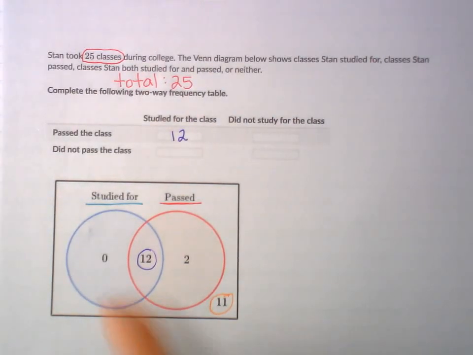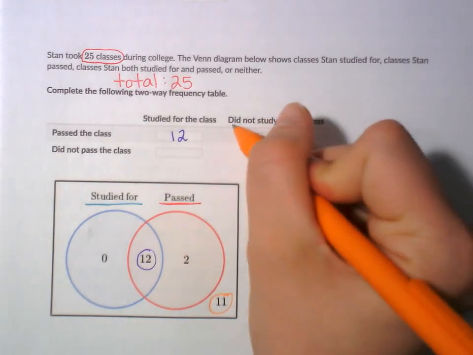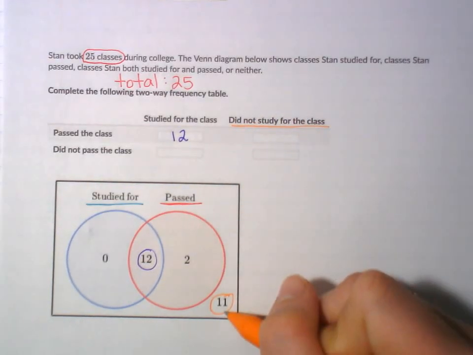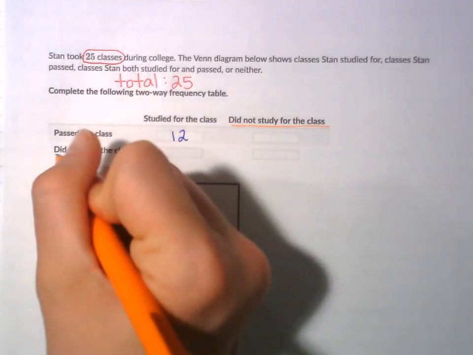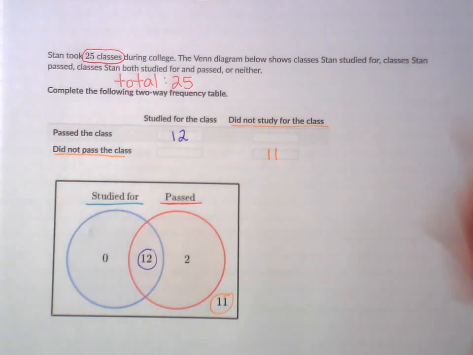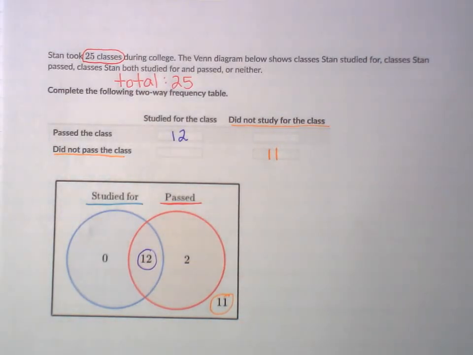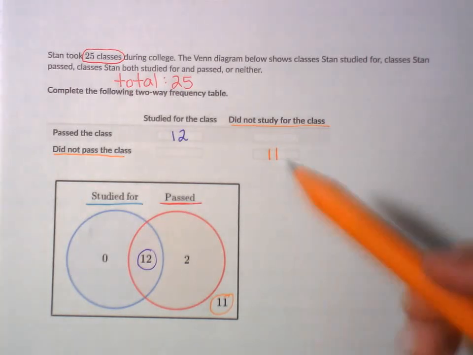And then I immediately look at the number outside. Those don't fall in either circle. So, studied for? No, he didn't. He did not study for. So find did not study for. Okay, did not study for. He also did not pass. So, he has 11 classes that he didn't study for, and then he didn't pass. That's honestly an astronomical number of classes in college to not pass. Like, you would think you'd get your act together or you'd be kicked out by then. So that's pretty crazy.